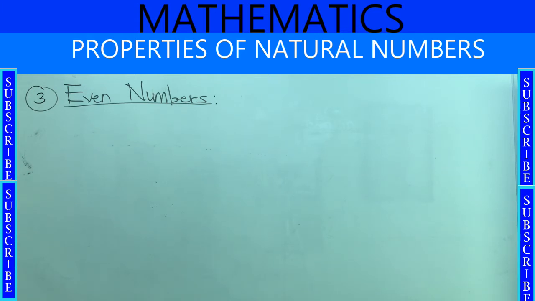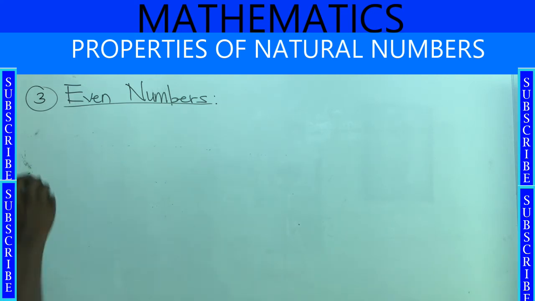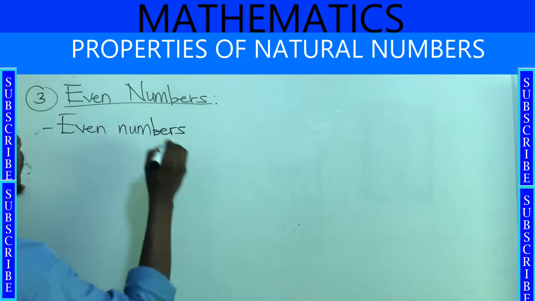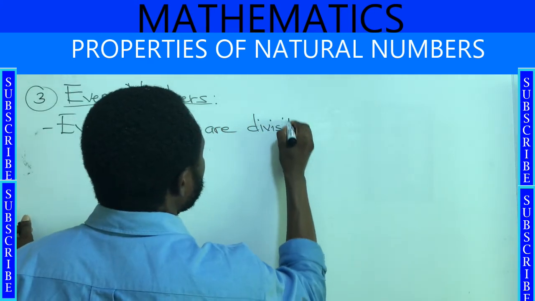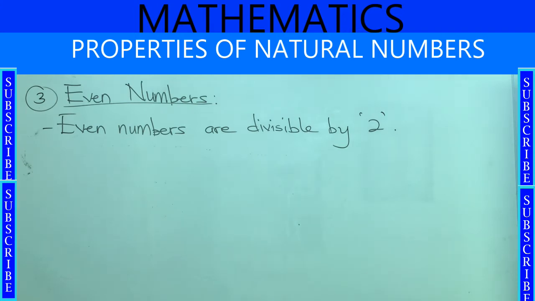It is very simple. When you are writing down the multiples of 2, the multiples of 2 that you are writing down are even numbers. And also, if a number is divisible by 2, then that particular number is also an even number. Let's go to the board and let me give you an explanation. Even numbers are divisible by 2. So all even numbers are divisible by 2.